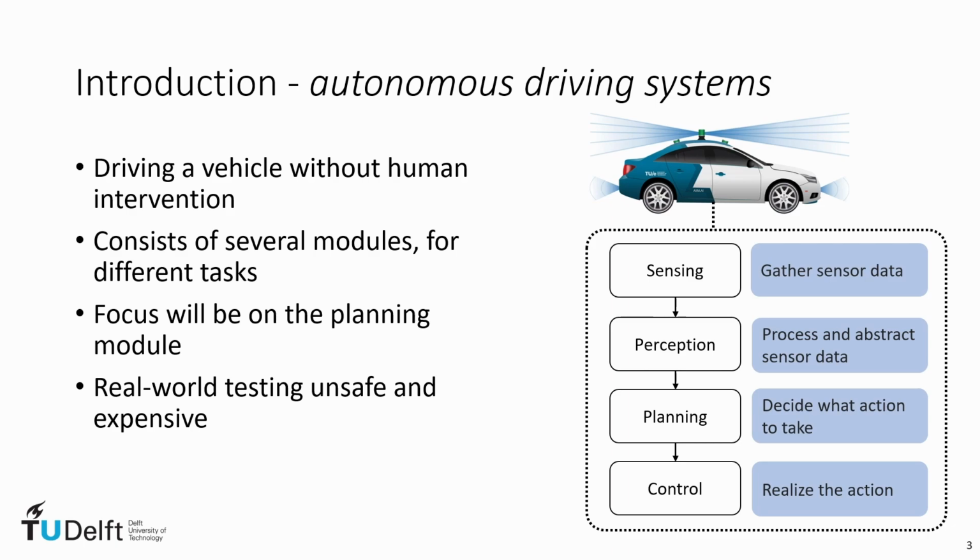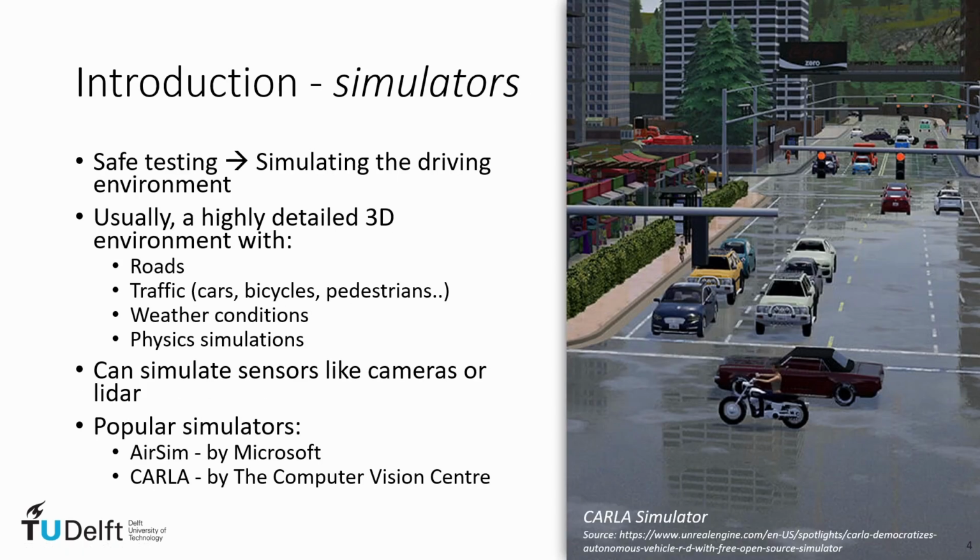And obviously with self-driving cars, real-world testing can be quite unsafe, and it's also quite expensive. You know, if you crash your car, it can cost a lot of money. So that's where simulators come in. Simulators are basically used to safely test autonomous driving systems. And they do this by simulating the actual driving environment. So usually these are highly detailed 3D environments, and they have roads, they have realistic traffic, so like cars, bicycles, pedestrians walking on the sidewalks.